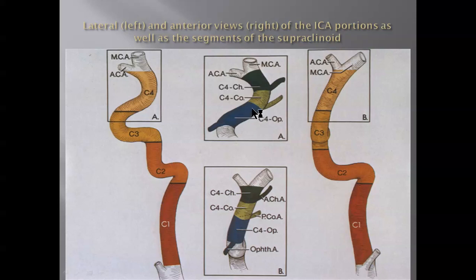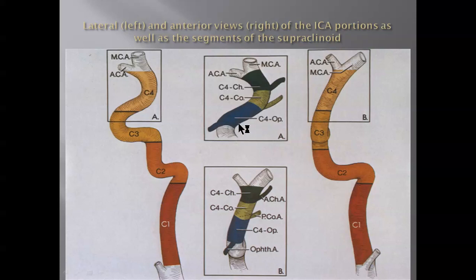So here we can see the C4 ophthalmic segment, because the ophthalmic artery is taking origin over here. So this is the C4 ophthalmic segment. Then the second segment was named the C4 communicating segment. It is called the communicating segment because the posterior communicating artery takes its origin at this level. Then we have the C4 choroidal segment over here because of the anterior choroidal artery origin. So these segments were basically named after the origin of the particular artery.